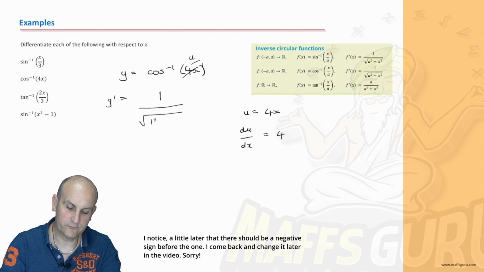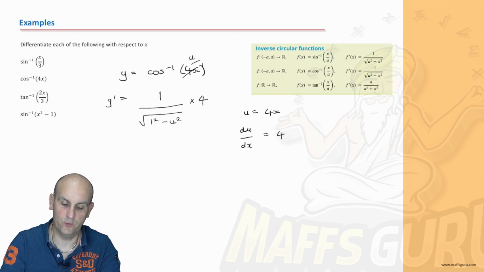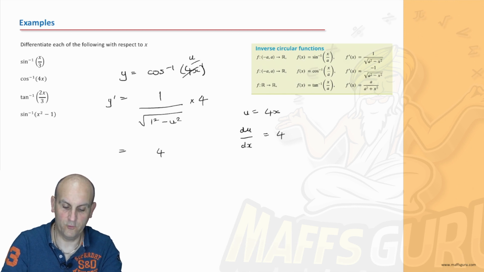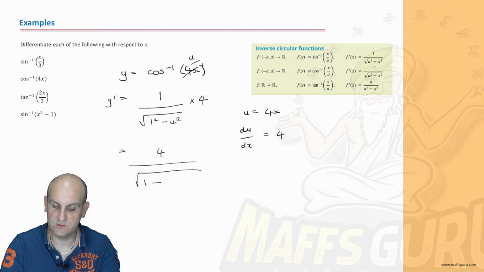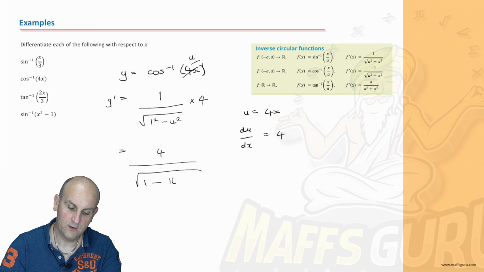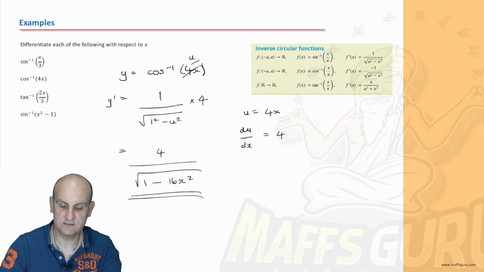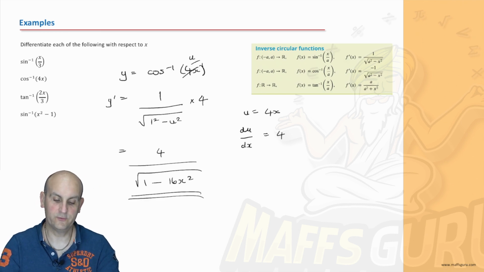So that's 1 squared minus u squared. Yes, and I'm going to multiply that by the differential, which is 4. So that's going to give me 4 on the square root of 1 minus, well, whatever u squared was, we knew that was 4x squared, which is 16x squared. So there we go, 4 on the square root of 1 minus 16x squared.